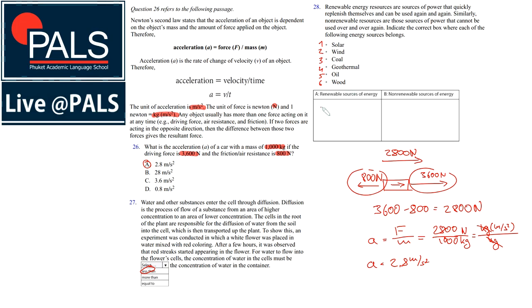Solar is renewable, unlimited supply basically, same as wind. Coal is non-renewable. Geothermal is renewable. It's heat from the Earth's mantle or core, or from below ground. For 5 is oil, crude oil, which is non-renewable. Wood can be grown relatively fast enough to be counted as renewable.